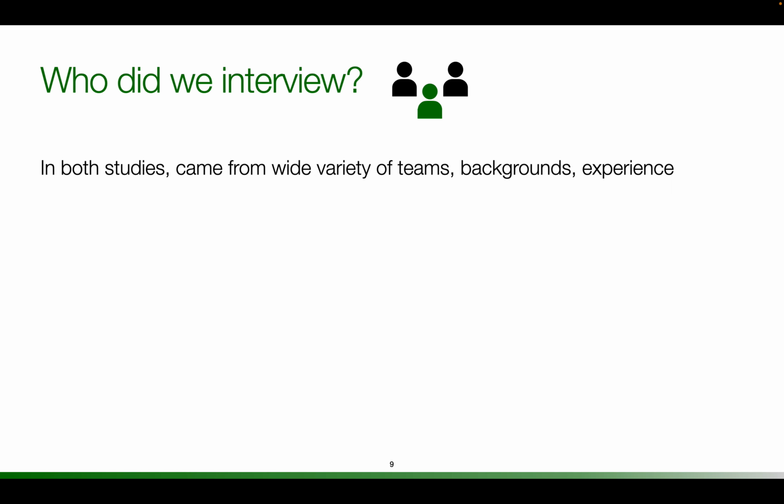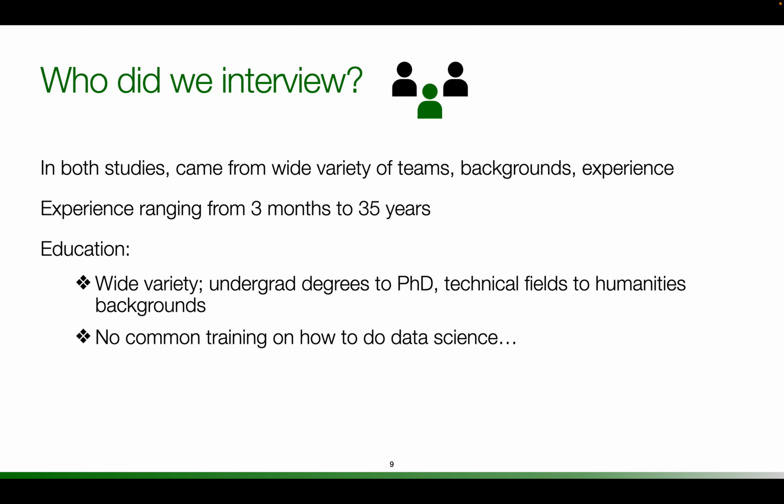So in both of these studies, our participants came from a wide variety of teams, backgrounds, and experience. They had experience ranging from only 3 months doing professional data science to over 35 years. And their education also had a wide variety. People with undergraduate degrees or PhDs, they came from technical backgrounds or humanities backgrounds. This really underpins how there's no common training on how to best do data science. People bring their training to the table and answer questions about data in whatever way. However, all of our participants expressed an admiration for people writing what they viewed as production level code on software teams.